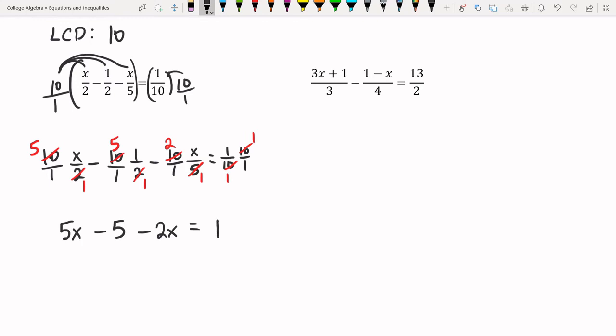And now you see that when you multiply everything by the least common denominator, or a common denominator in general, all of the fractions will cancel, and we can proceed like we did in the previous problems.